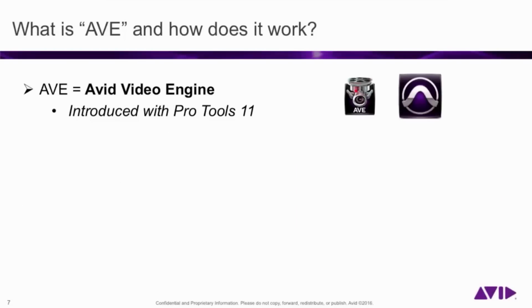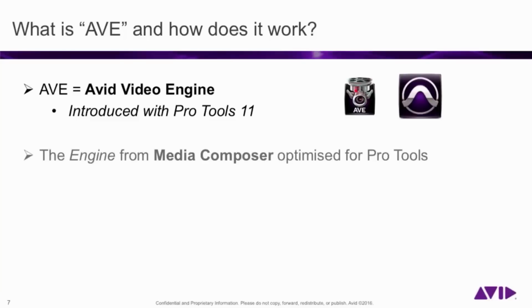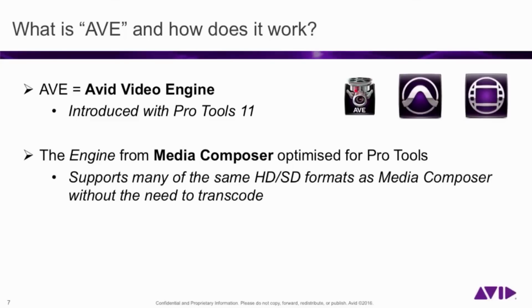Sure. Thanks, Steffen. So what is AVE? Let's dive straight in. And how does it work? AVE simply stands for Avid Video Engine. It's the new video engine that was introduced a couple of years ago with Pro Tools 11. Essentially, it is the engine from Avid Media Composer that's been specifically optimized for Pro Tools, and therefore it supports many of the same formats that Media Composer does. So the compatibility between Media Composer and Pro Tools is much improved, and in many cases avoids the need to retranscode or remix down any video.